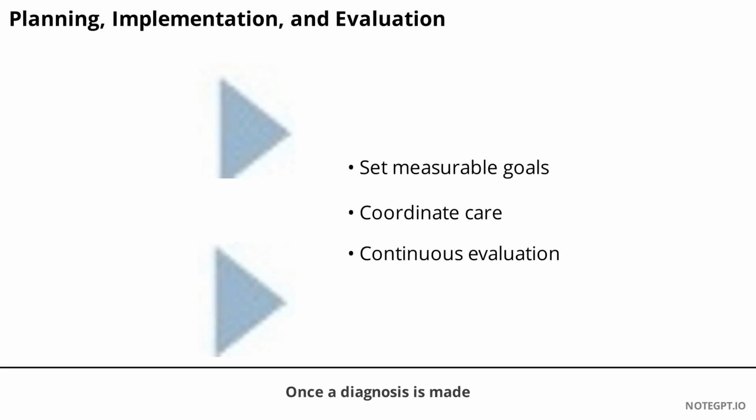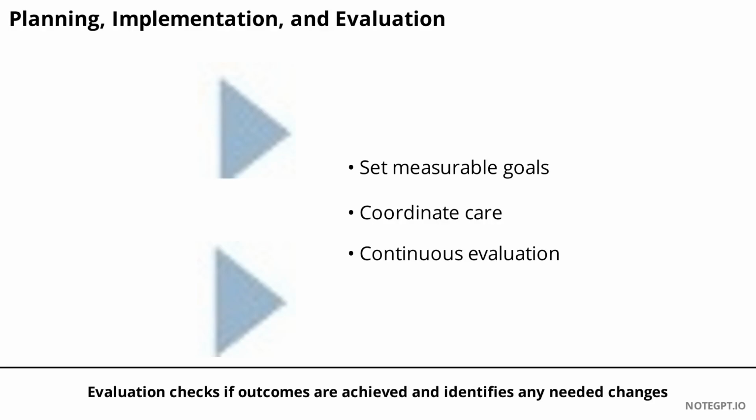Once a diagnosis is made, nurses set goals and plan interventions. Planning involves prioritizing diagnoses, setting measurable outcomes, and involving patients and families. Implementation is putting the plan into action, coordinating with the healthcare team, and documenting responses. Evaluation checks if outcomes are achieved and identifies any needed changes. This cycle ensures continuous improvement and patient-centered care.